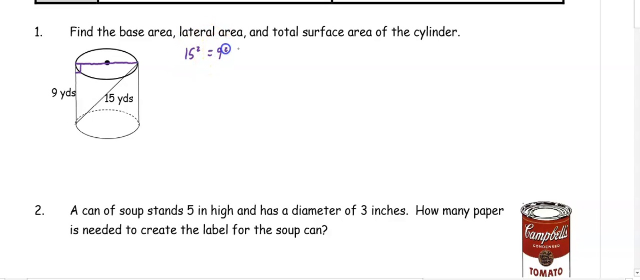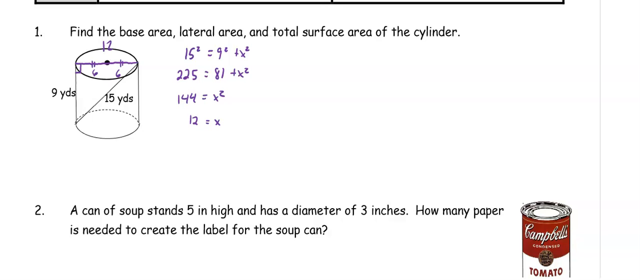15 squared equals 9 squared plus x squared. 225 is equal to 81 plus x squared. We can subtract 81 from both sides, so 144 equals x squared, which means that x is 12. So if our diameter is 12, it is bisected to have a radius of 6. Now we can find our different areas.